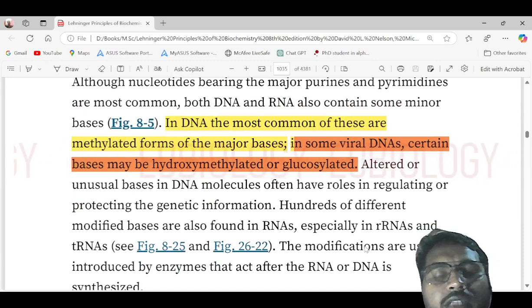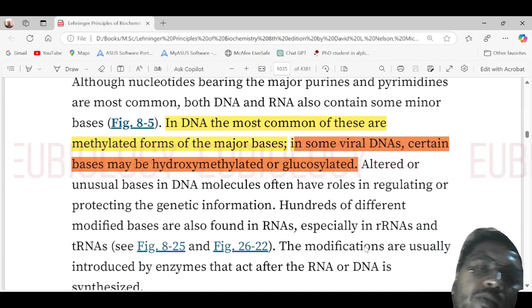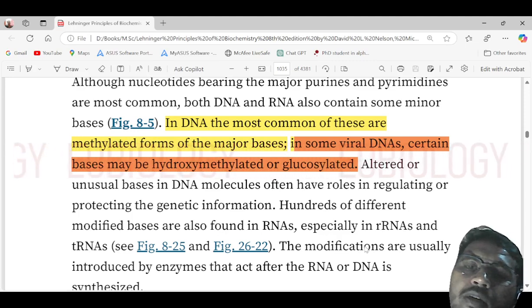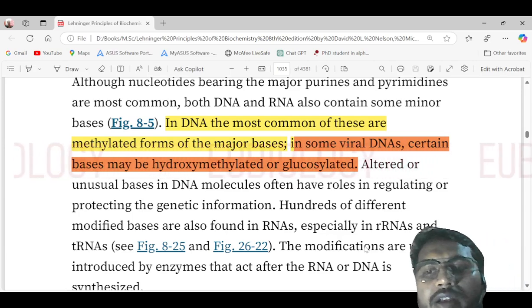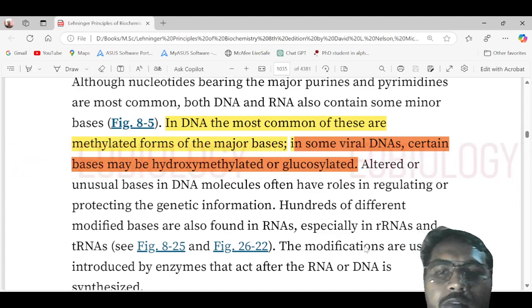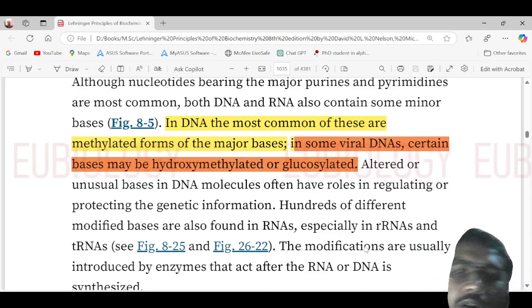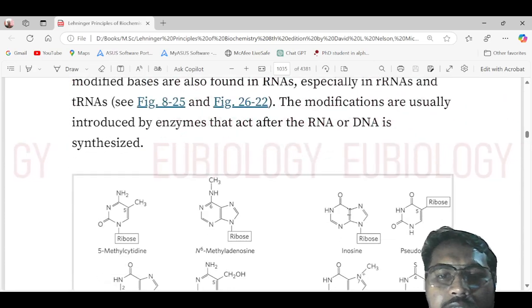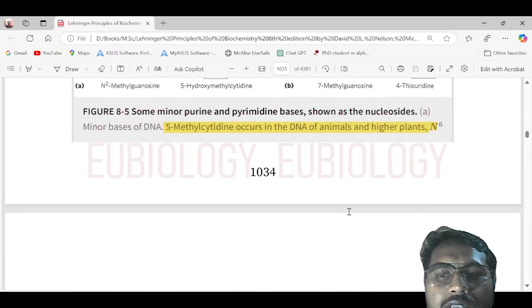Mostly the DNA is methylated in the case of human beings, and not only human beings. In plants and animals the DNA will be methylated, but in a virally infected cell, the viral DNA will be hydroxymethylated or glycosylated. This is an important character of DNA methylation.